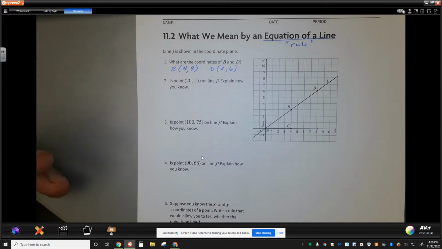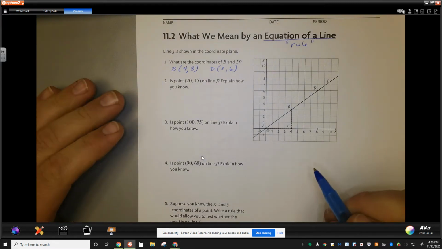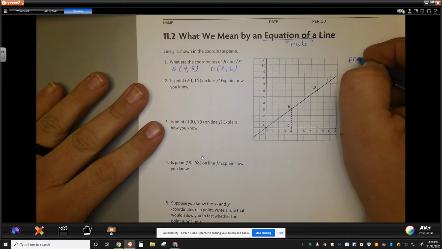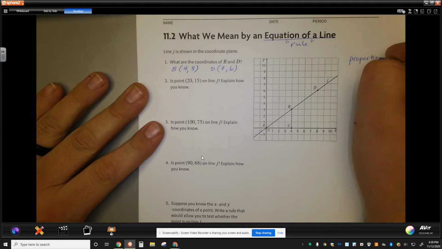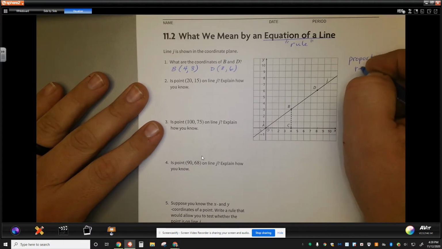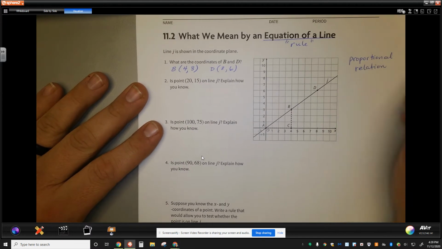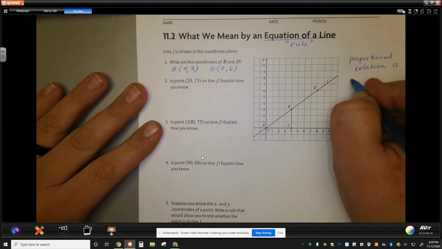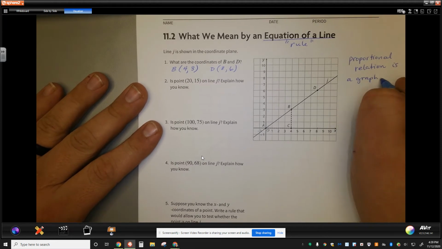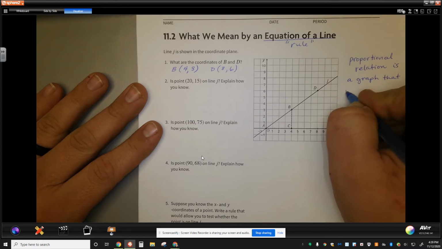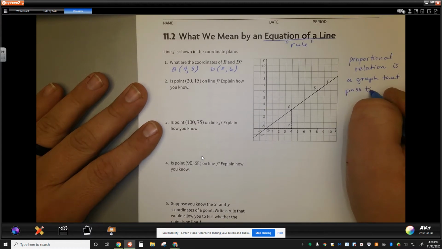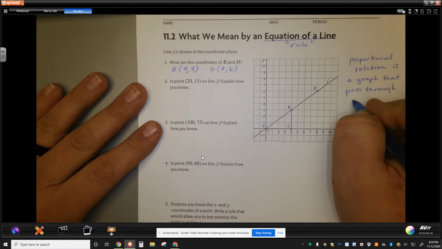Now in this case, what we're after is something called a proportional relationship. A proportional relationship means, let me write this down, a proportional relation is a graph that passes through the origin.